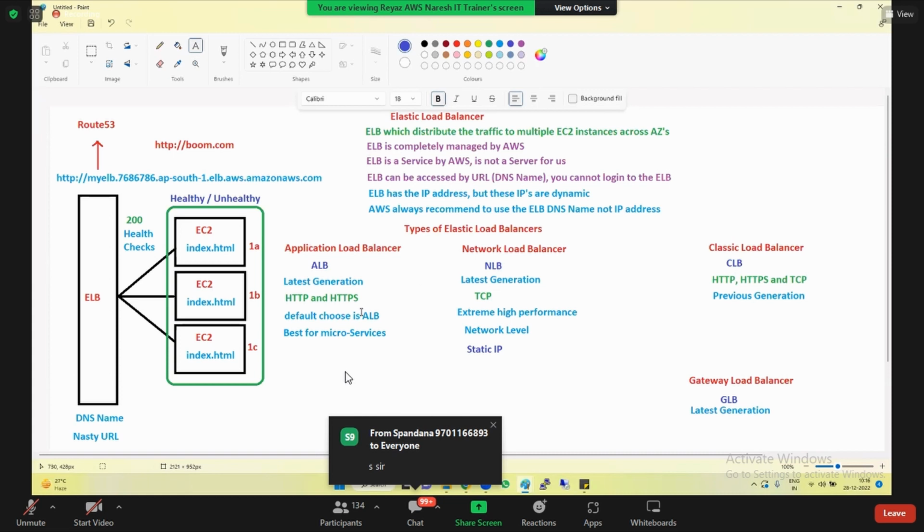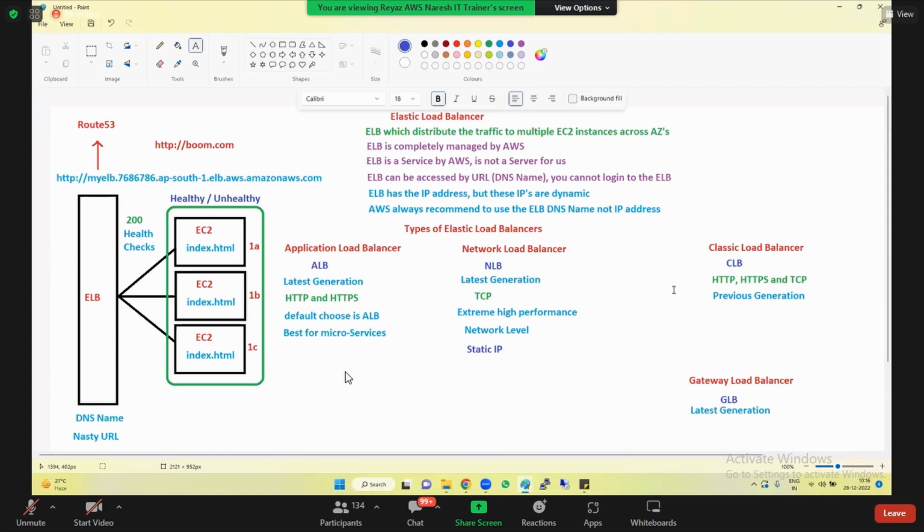Application load balancer, generally use it for your applications, right? Classic load balancer is the previous generation. No one will be using it. They are migrating from classic to application. Network load balancer, you'll use it related to the network level. And gateway load balancer recently came, and this is used for security, some third party appliance related.